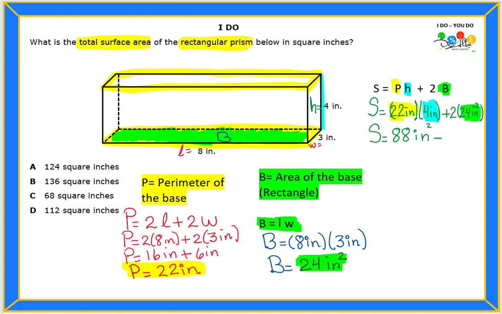I'm going to say plus, and multiply 24 times 2, and I will get 48 square inches. I'm going to add up 88 plus 48, and I get 136 square inches. That is my total surface area. Now look at the answer choices and see if we can find one that either matches that or is very close to that. I do see letter B for that one.